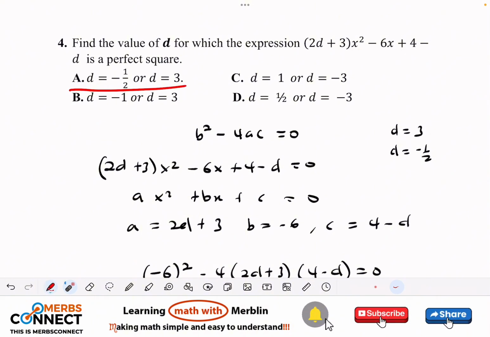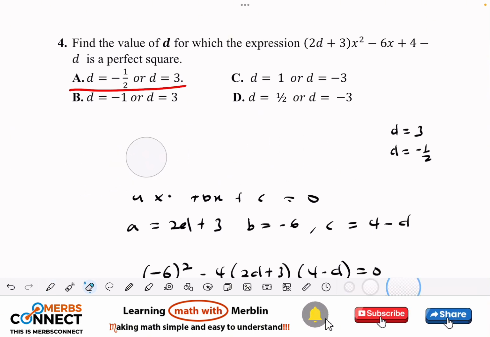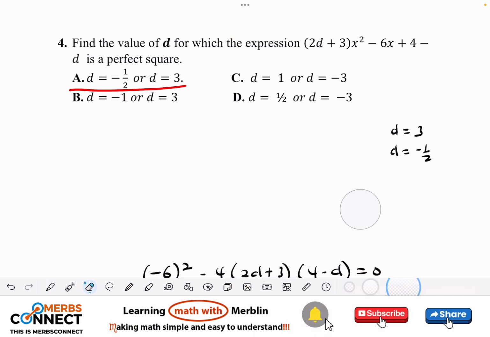And so what I mean is, if I don't know this one, then the next best approach for me to do is I'll pick the minus 1 and plug it in, right? So let me just do it for minus 1.